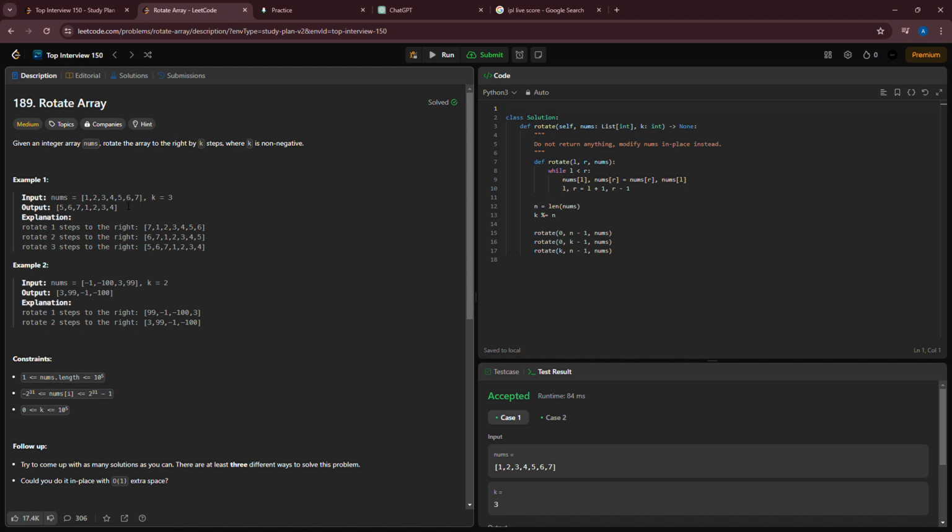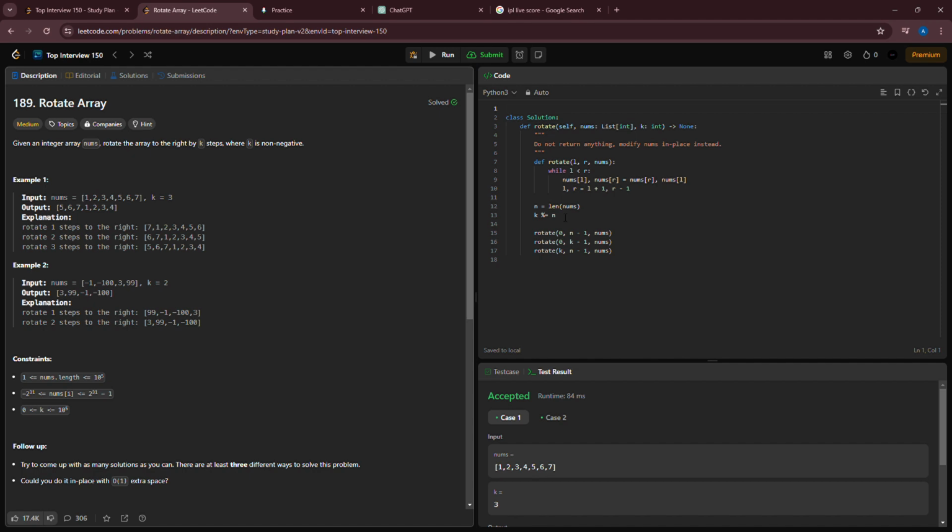So yeah, let's look at this example here. 1 2 3 4 5 6 7, total 7 elements are given, and the total number of steps k is equal to 3. The output becomes 5 6 7 1 2 3 4. Let's see how we can solve it.